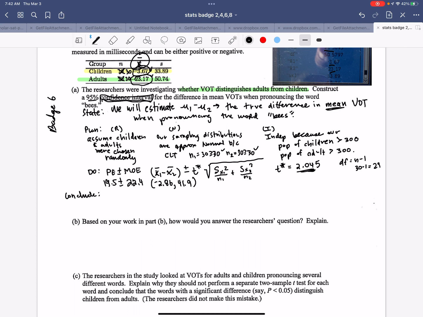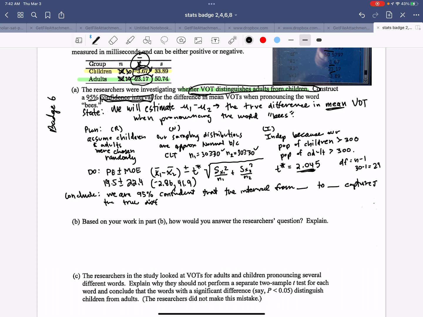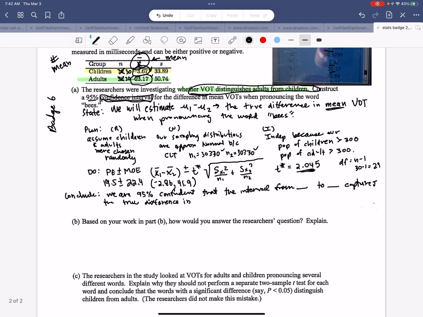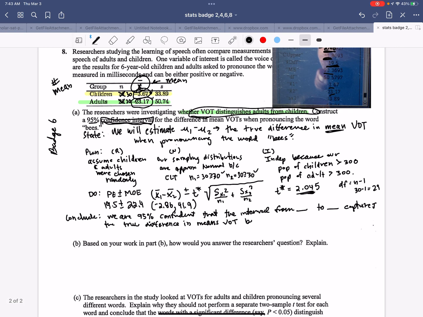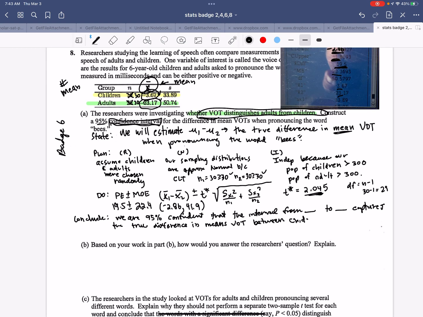So when we conclude, we can say we are 95% confident that the interval from C lower to C upper captures the true difference. We have a difference in proportion. I'm back to, no, not proportion, difference in means. This is a means question. They're not asking yes or no's. They're asking a number, right? We're measuring something. Difference in the means, VOT, between children and adults when saying the word bees.